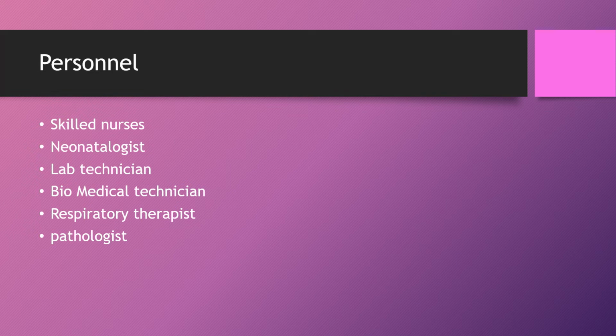Next, personnel. The persons inside the NICU are the skilled nurse, neonatologist, lab technician, biomedical technician. Biomedical technician means someone to check the blood investigations. Then respiratory therapist, then pathologist. So these are all the personnel available in the NICU.